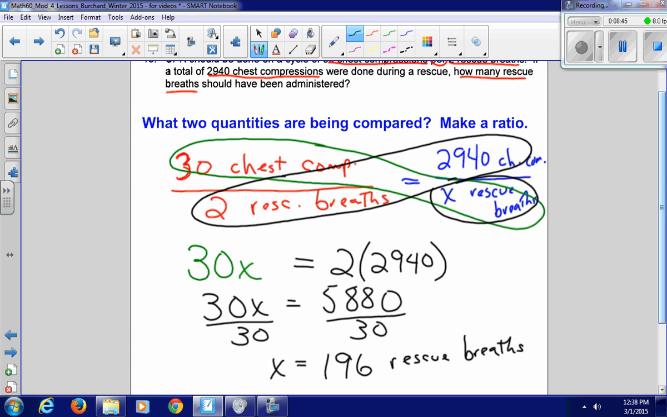So we found 2 quantities that were being related to each other. We wrote a ratio. Then we found a second set of those numbers being related to each other. Wrote the other ratio in the same order as we wrote the first ratio. Set them equal, that makes them a proportion. And then we use cross multiplication to make an equation that we could solve.